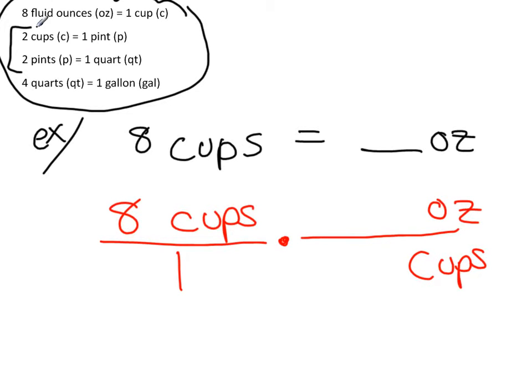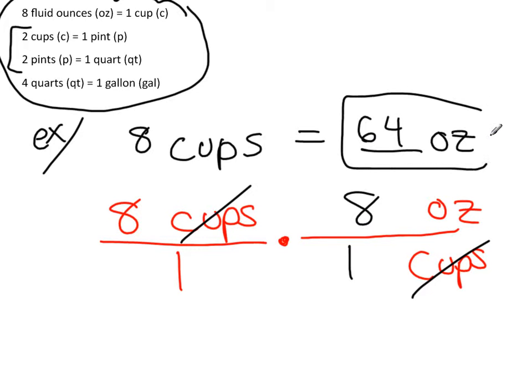And we know that for every 8 fluid ounces, there is 1 cup. So cups are gone, and we multiply straight across because they're both in the numerator. 8 times 8 is 64, and we have 64 ounces in 8 cups. So there's our nice one. Now let's see the horrible one.